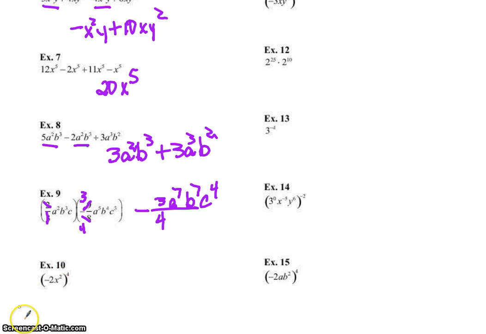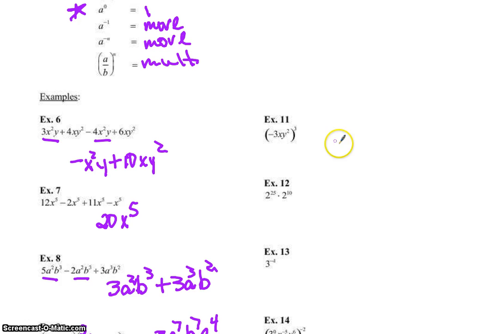-2 to the 4th, when you put this in your calculator, make sure you put your -2 in parentheses and then the exponent 4, and you're going to get 16. And then x to the 2 times 4 is 8. Once again, put your -3 in parentheses and then the exponent 3, and so that would be a -27, x to the 3rd, y to the 6th.